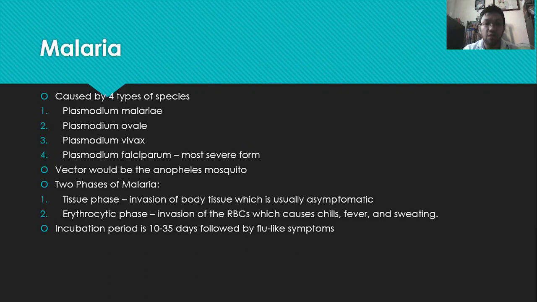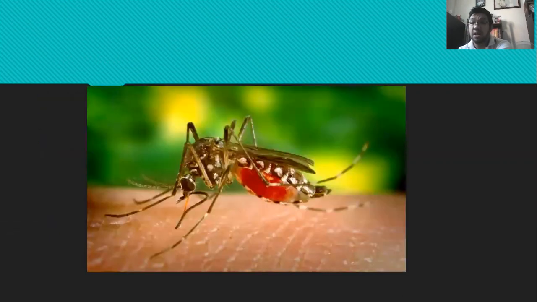There are 2 phases of malaria. We have the tissue phase, which is invasive body tissue, which is usually asymptomatic. The second phase is the erythrocytic phase, wherein the protozoans invade the RBCs. And once the RBCs are invaded, later on, symptoms such as chills, fever, and sweating will occur. The incubation period of malaria would be around 10 to 35 days, followed by flu-like symptoms. So this is the example of the Anopheles mosquito.